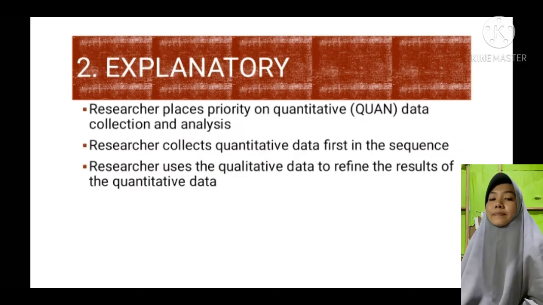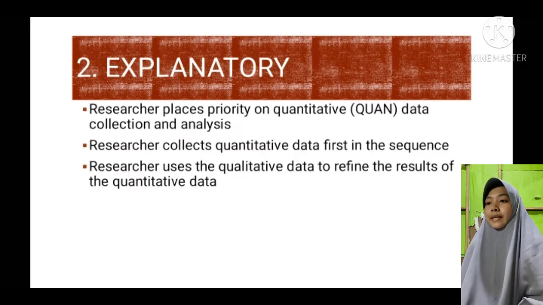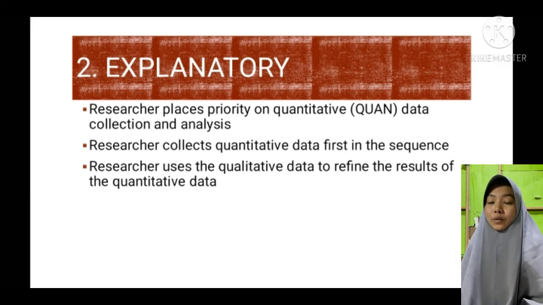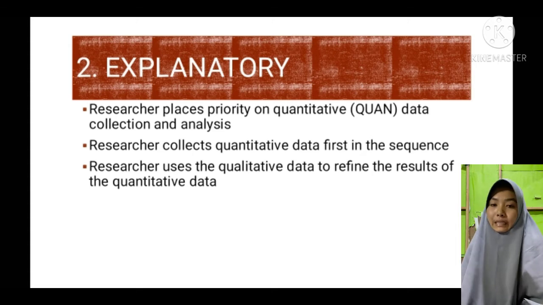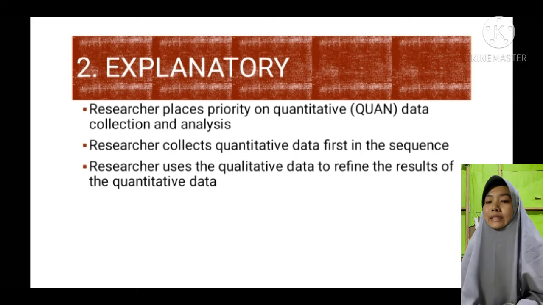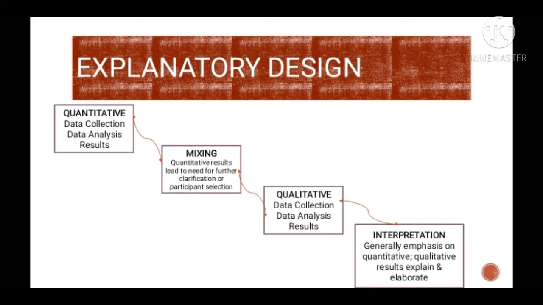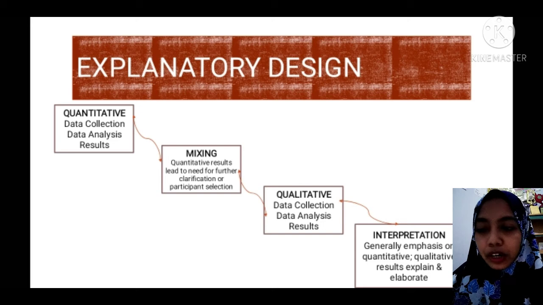Okay, number two, explanatory. Researchers place priority on quantitative data collection and analysis. Researchers collect quantitative data first in sequence. Researchers use the qualitative data to refine the results of the quantitative data. The following explanation is about explanatory design.